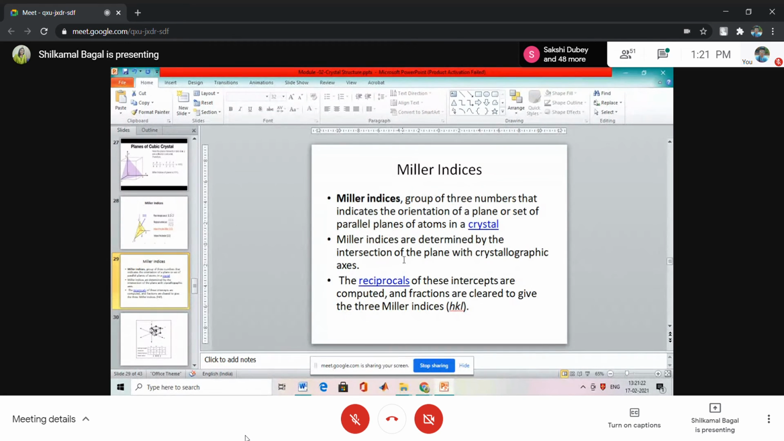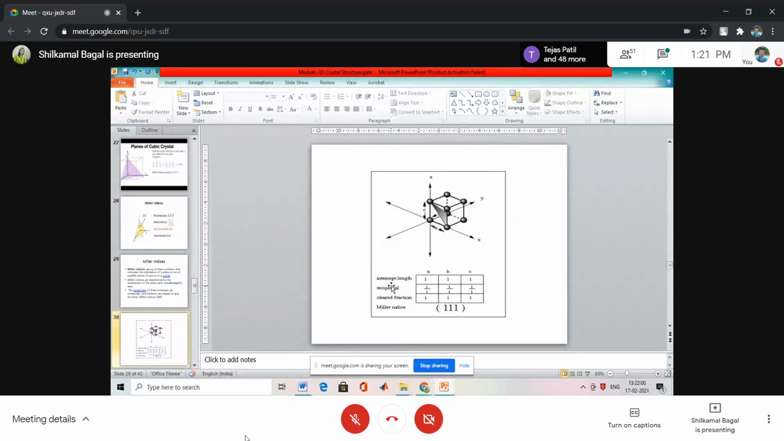Miller indices are determined by the intersection of the plane with the crystallographic axes. We have seen that: find the intercepts, then take the reciprocals of those intercepts and reduce to integers. The reciprocals of these intercepts are computed and fractions are cleared to give the 3 Miller indices that are integers. In general, Miller indices are denoted by h, k, l. So it may be 1, 2, 3, it may be 1, 1, 1, it may be 1, 0, 0, it may be 1, 1, 0, like that. Now let us see this one plane.